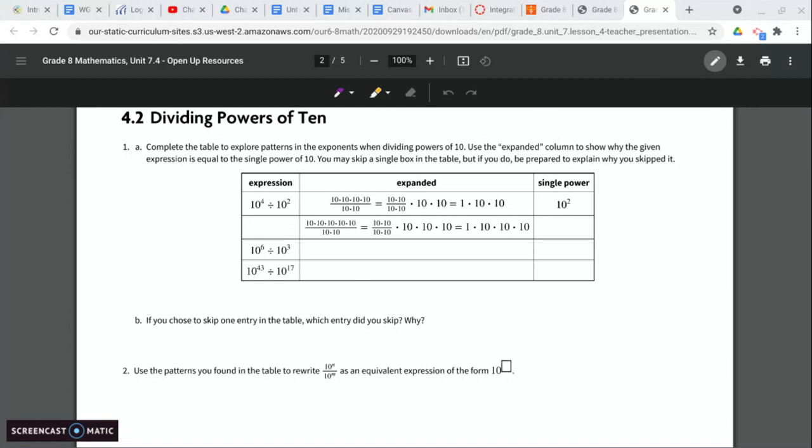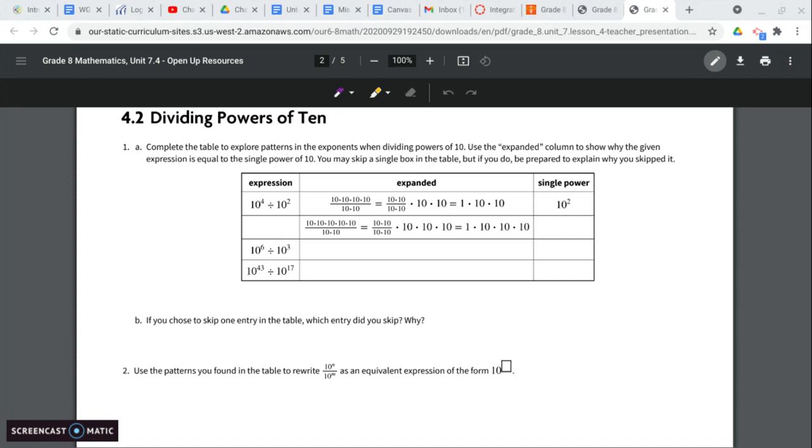Use the expanded column to show why the given expression is equal to the single power of 10. You may skip a single box in the table, but if you do, be prepared to explain why you skipped it. So just like we've seen before, we get to skip one of those boxes, most likely because we're going to have such a large set of factors that we can't write it all out.